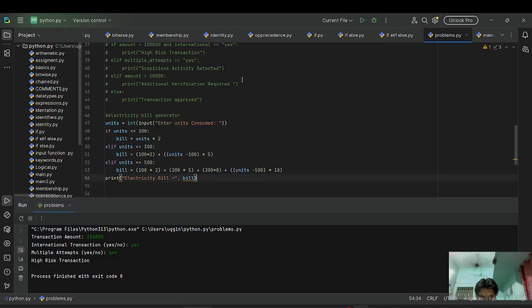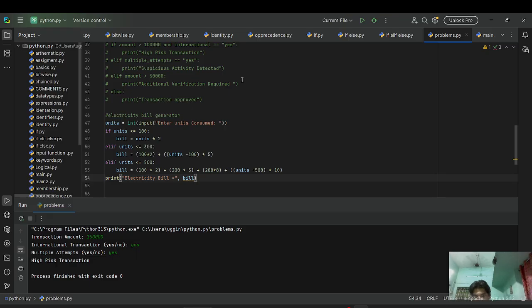So now we have built a real electricity billing system. Most users think that if a customer consumes 350 units, all 350 units are charged at the same rate. So this is wrong, completely wrong, because electricity boards use slab systems. Suppose the electricity department follows first 100 units, 2 rupees per unit, next 200 units, 5 rupees per unit, next 200 units, 8 rupees per unit, and remaining units 10 rupees per unit.